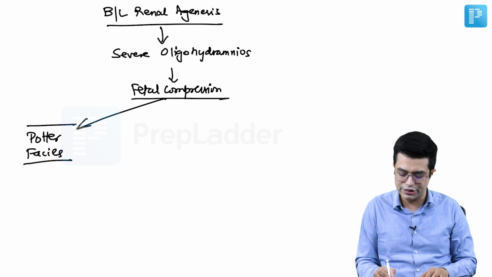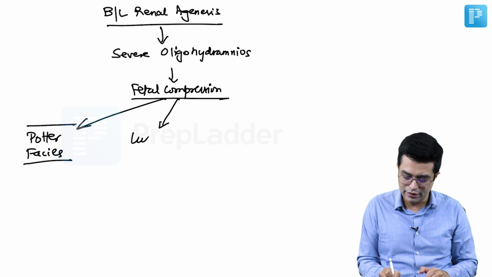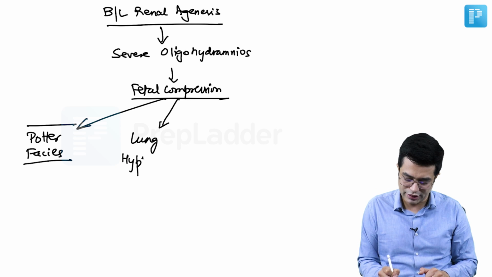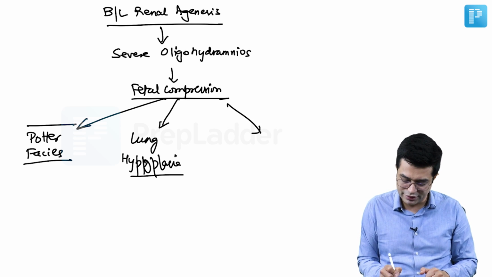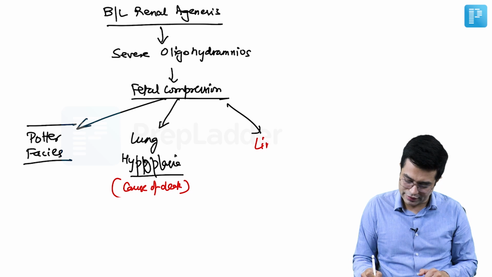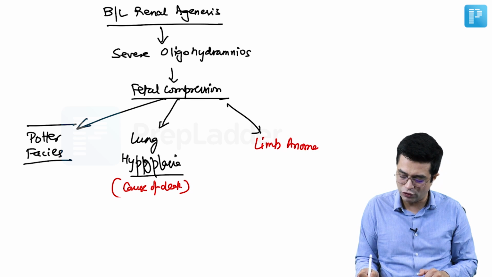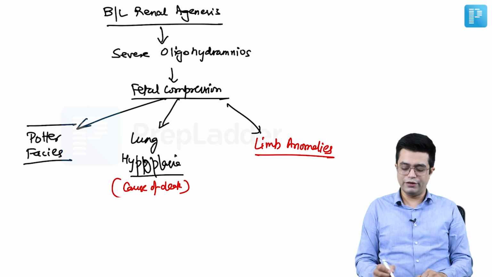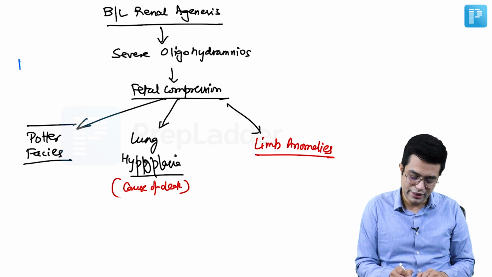We call it Potter facies. Secondly, you will find that there is lung or pulmonary hypoplasia in the child, and this is the cause of death in these patients. And thirdly, there will be limb defects or limb anomalies, majorly involving the lower limbs, but upper limbs can also be involved. This entire sequence or syndrome is called Potter syndrome.